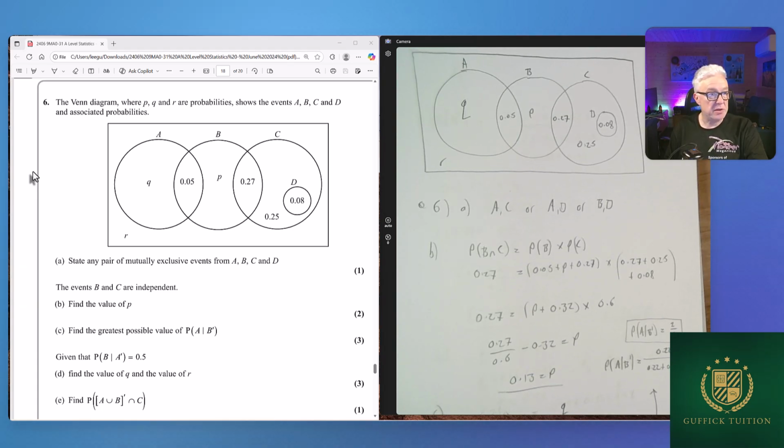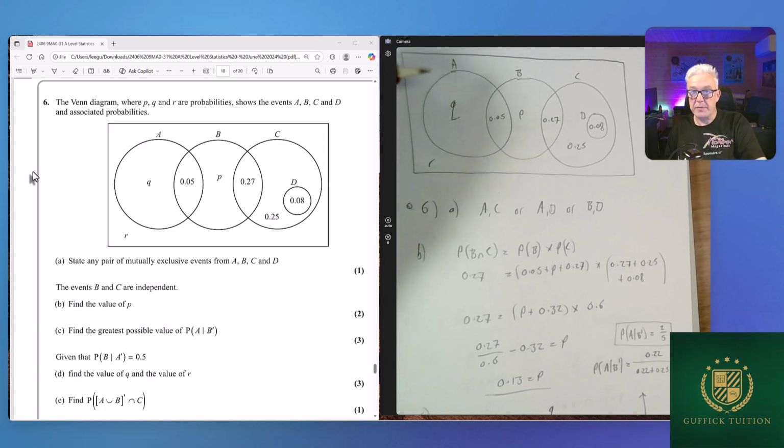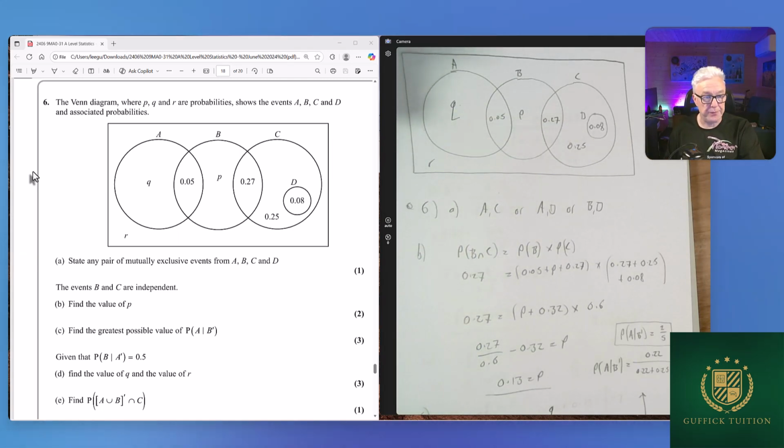So mutually exclusive events are ones that cannot occur at the same time. Okay, so there's going to be no overlap, or if there is an overlap, it's going to be 0. So we could say A and C, they don't overlap. We could say A and D. We could say B and D. So any one of those three would be fine.